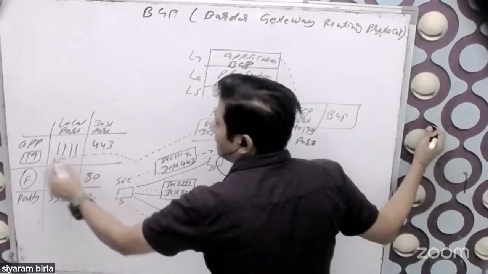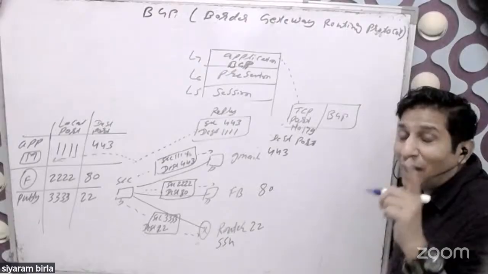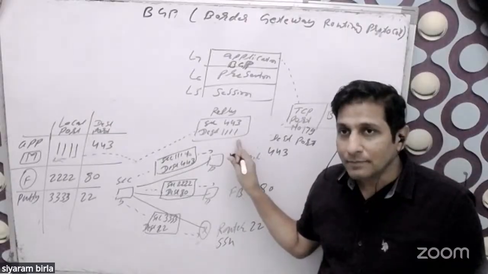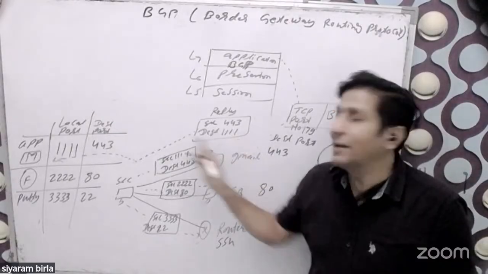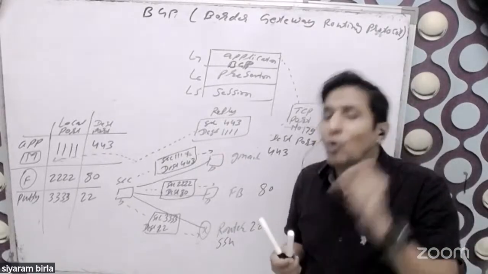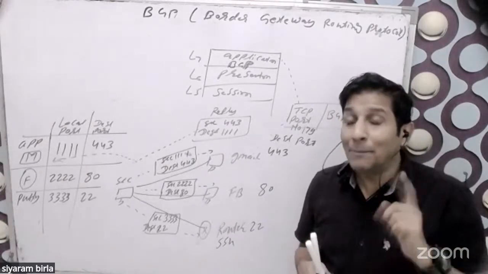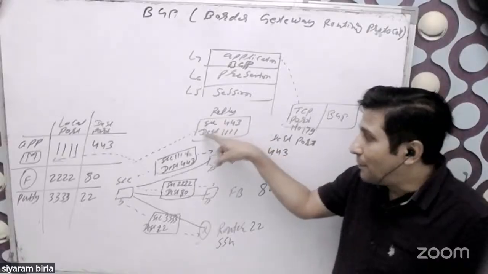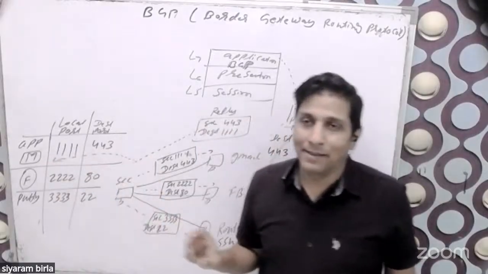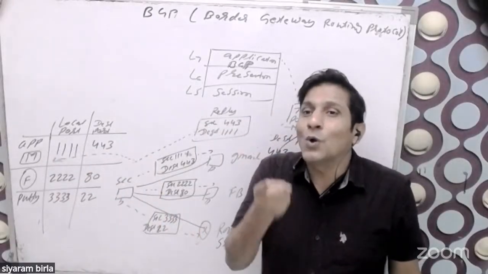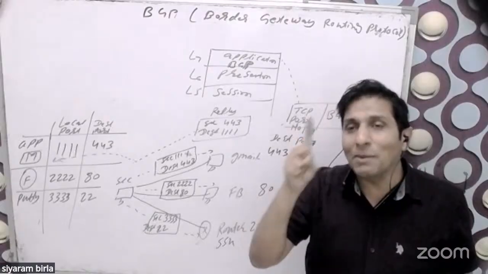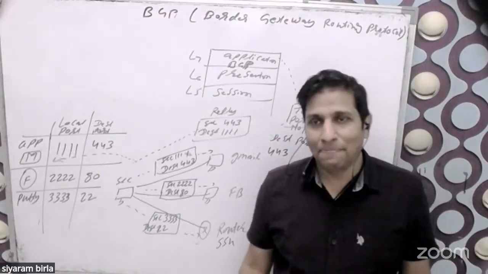So that traffic goes to Gmail only. If I am not using the port number, my application cannot identify the traffic. So why do we need the port number? To identify the application. Here the packet with port number 111 goes directly to Gmail, so it identifies the Gmail application.